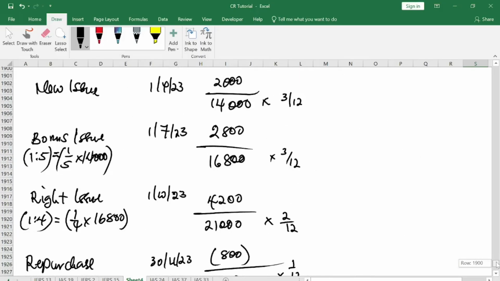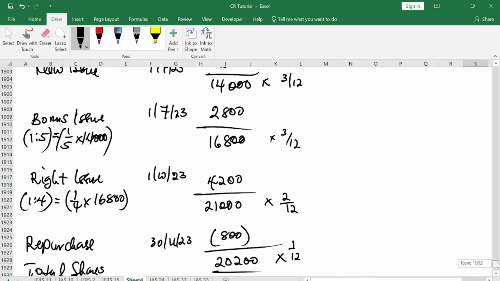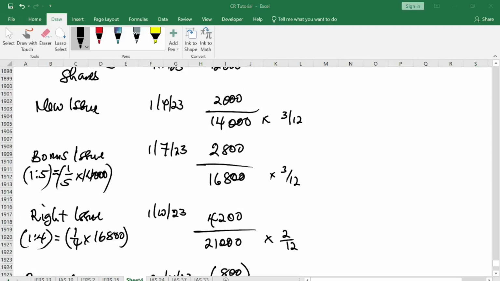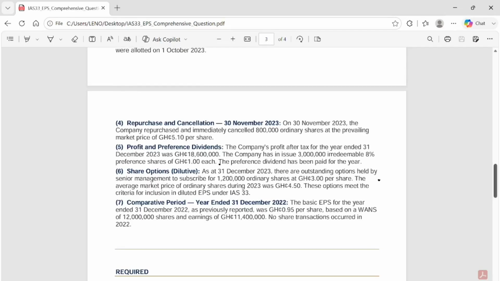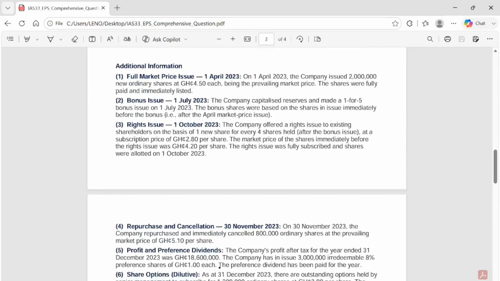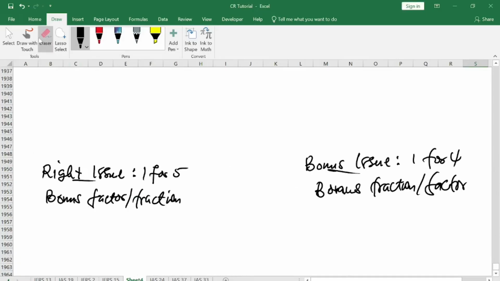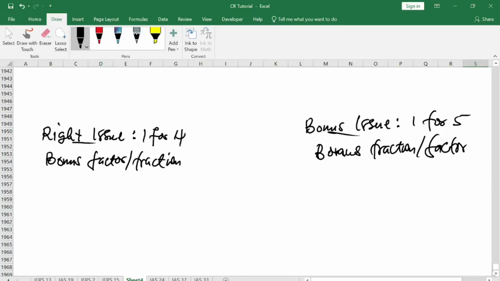When you come to the table, it is here. Bonus is what? 1 for 5. And then rights issue is 1 for 4. Okay, let me confirm that. Bonus is 1 for 5. And rights is 1 for 4. That is fine. Okay, so you have it here. Rights is 4. Then bonus is 5. Now, for each of them, we have to do what we call a retrospective adjustment to the previous outstanding shares.